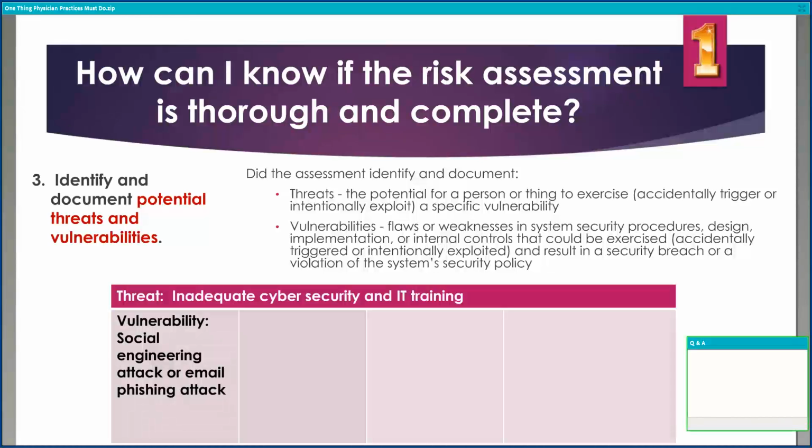vulnerabilities, which are flaws or weaknesses in a system's security procedures, design, implementation, or internal controls. Again, when they're triggered either accidentally or intentionally, they can result in a security breach or a violation of your security policies. Often, threats and vulnerabilities are represented in a table format in a risk analysis.